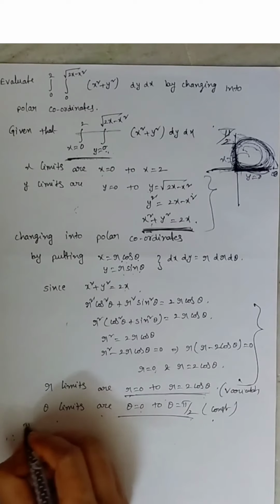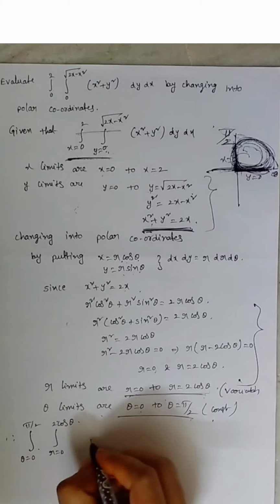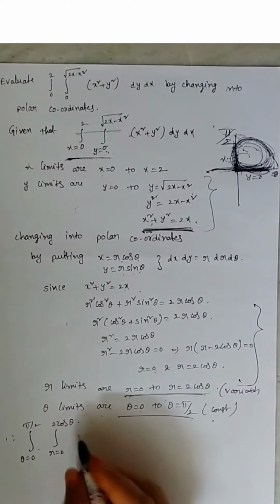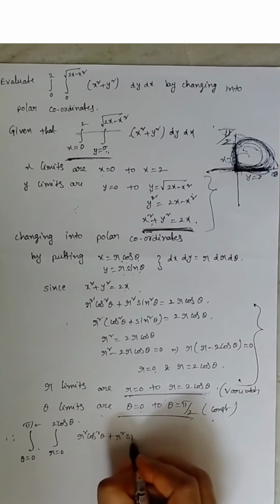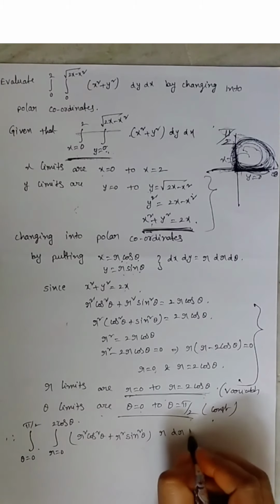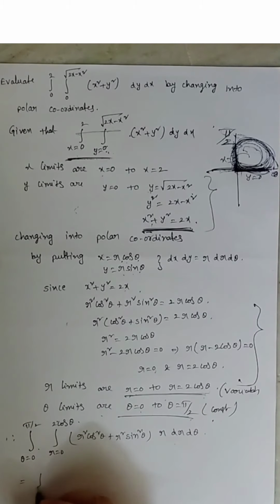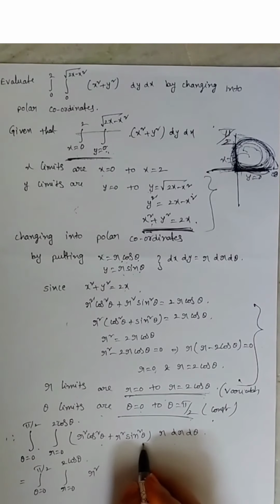Theta equals 0 to pi by 2 and r equals 0 to 2 cos theta, into, so what is the function? x square plus y square, that means r square cos square theta plus r square sin square theta, into dy dx, that means r dr d theta. So this equals theta equals 0 to pi by 2, r equals 0 to 2 cos theta, r square take common, cos square theta plus sin square theta equals 1, r dr d theta.